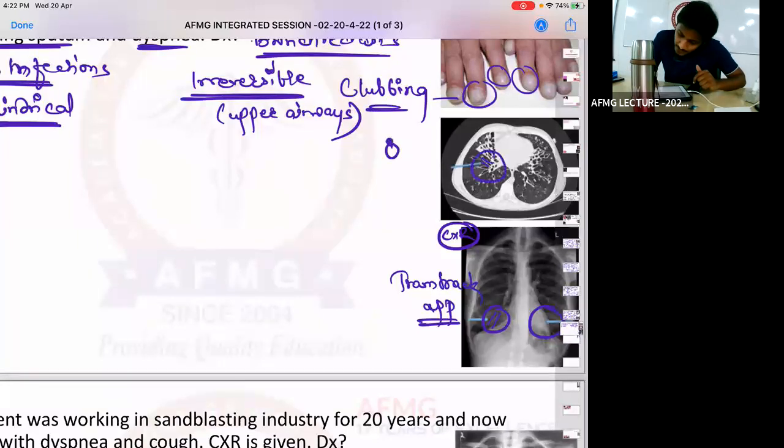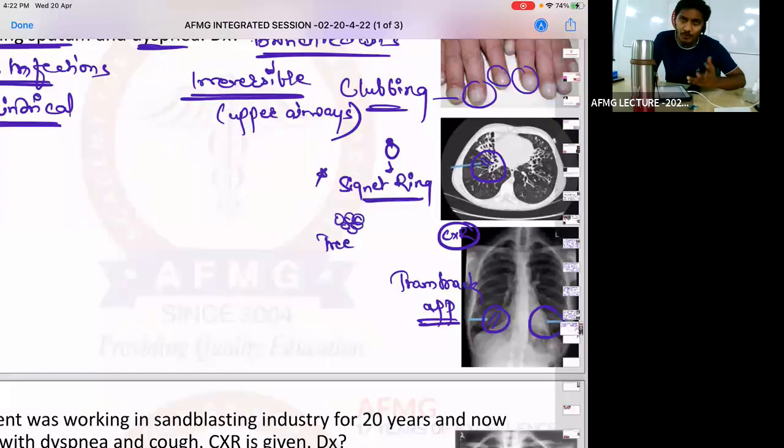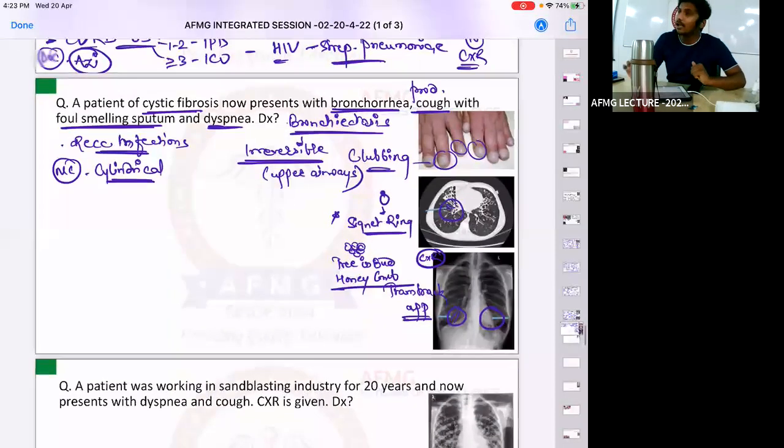If this kind of appearance is seen, it is called the signet ring sign. And if multiple grape-like vacuoles are seen, this is called the honeycombing pattern or tree bud appearance. But tree bud is not very specific to bronchiectasis, therefore it is not considered a specific sign. The most common is the tram-track appearance because the most common subtype is cylindrical.